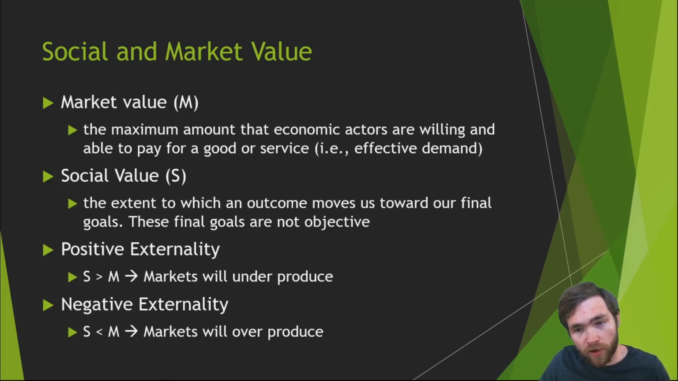And so if the social value of the production of a good is greater than its market value, a market will under-provide that good. Classic example here, education. If the social value is less than the market value, then the market will overproduce the good. Once again, classic example, pollution, right? We're going to overproduce goods that, from a social perspective, generate a great deal of pollution. And this relates to our earlier concepts of positive and negative externality. If the social value is greater than the market value, positive externality. Social value less than the market value, negative externality.